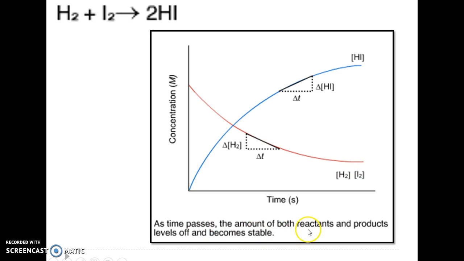So as time passes, the amount of both reactants and products level off and become stable. Once they're stable and the concentrations don't change very much, that's equilibrium. It does not mean that the products are equal to the reactants. That's not equilibrium. And actually, most of the time, they're not equal to each other. You could have 1,000,000 products for every one reactant, and it could still be at equilibrium.